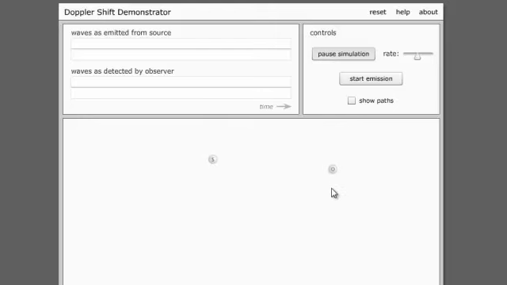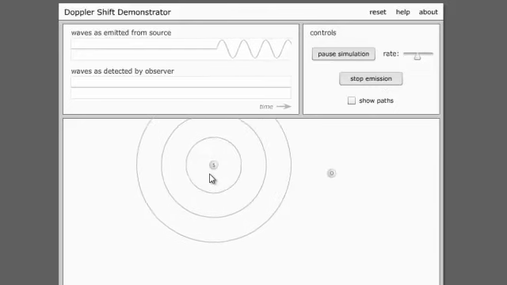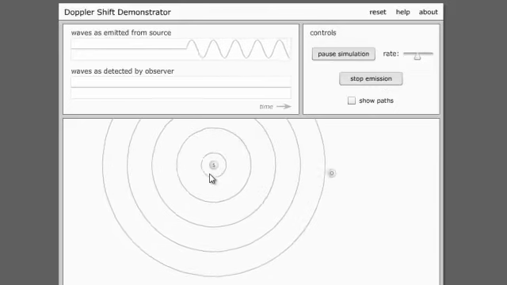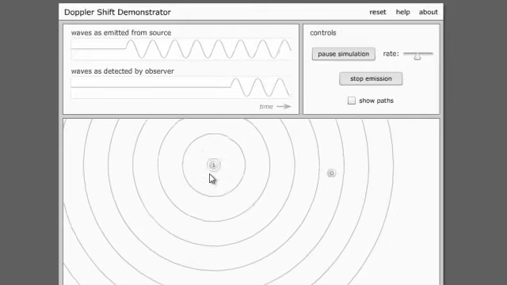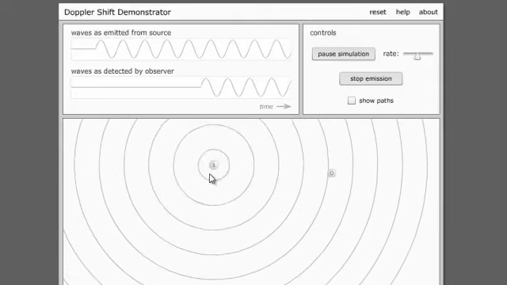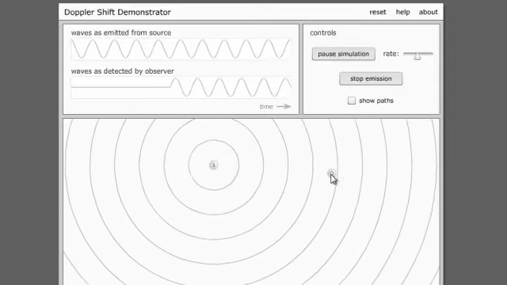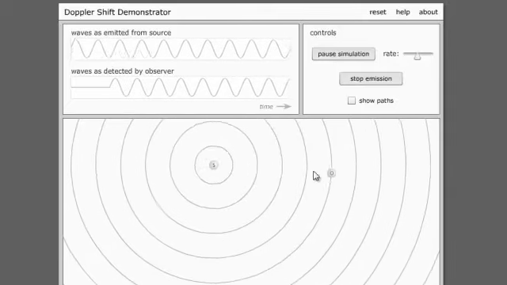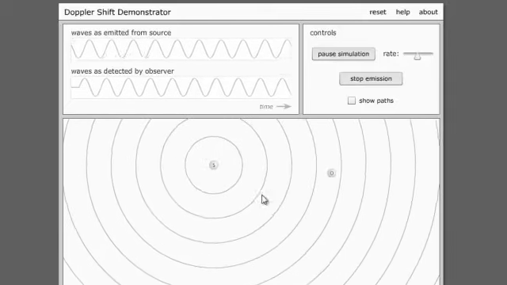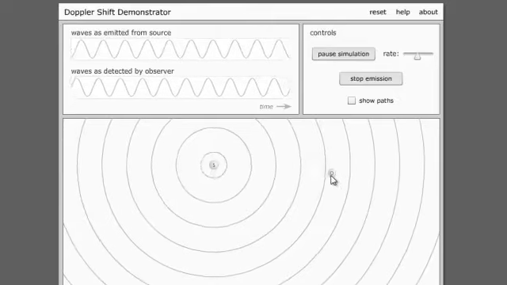But I have here two little guys that I can drag around, a source and an observer. What I'm going to do is start the source giving off some light. This could be any kind of wave, really. Light waves, sound waves, water waves. The Doppler effect works the same regardless. Now, if the observer, that's us, is moving towards the source, we're going to encounter these wave peaks more frequently than if we're just sitting still.